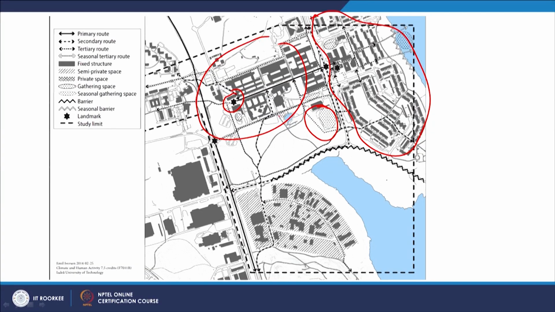And in that direction, certain landmarks, sometimes this was a landmark, and in winter this was a gathering space. Now you can see a seasonal gathering space, so obviously it is not there regularly throughout the year, but during the winter, maybe people come and make a fire or have a barbecue, something like that.